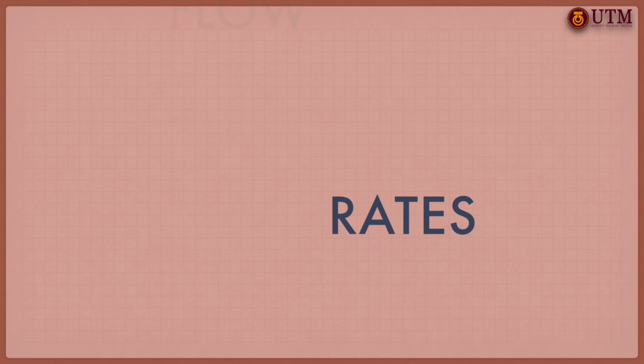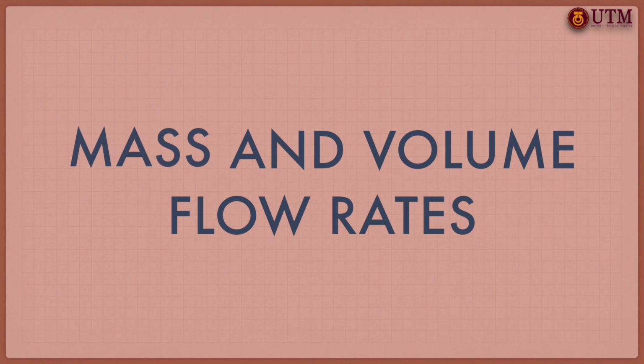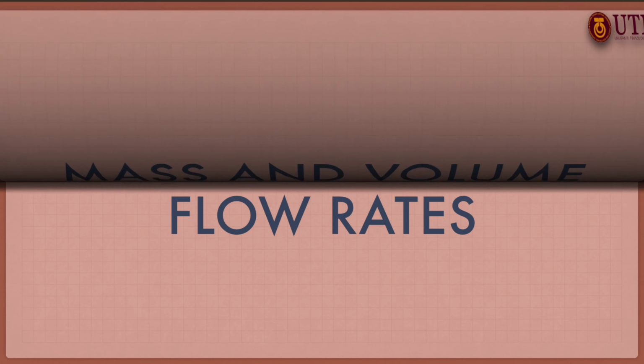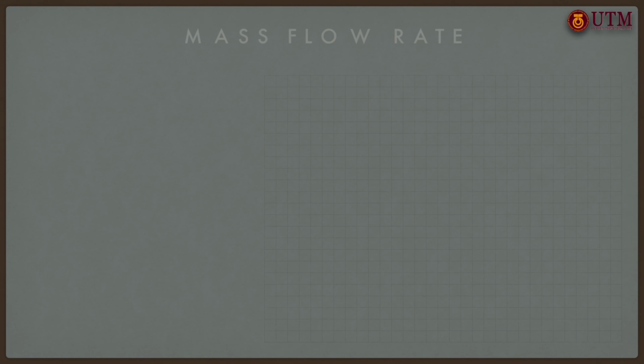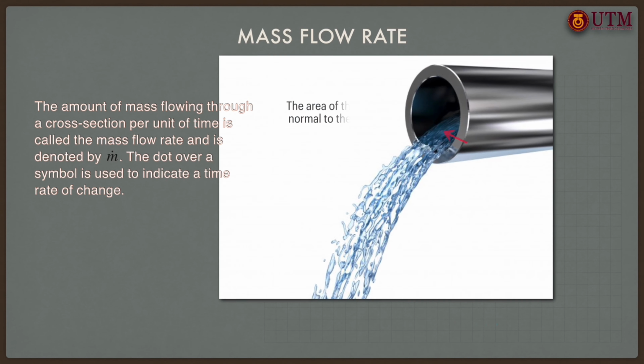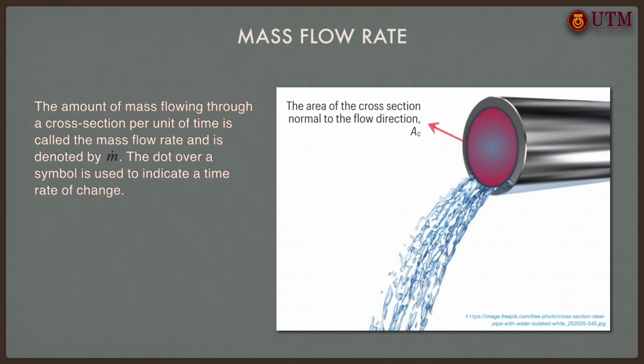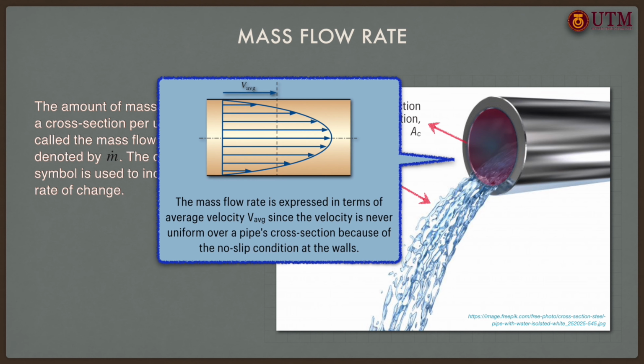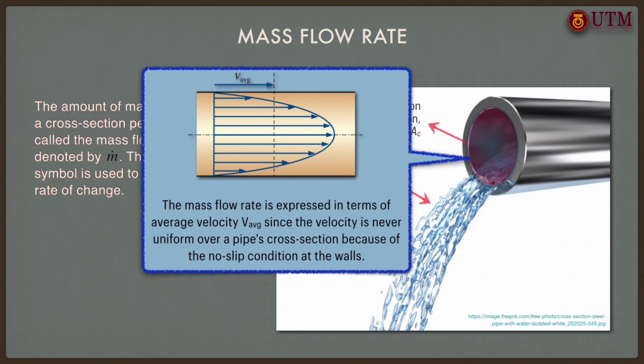Now, let us discover what mass and volume flow rates are. The mass flow rate is defined as the amount of mass flowing through a cross-section per unit of time and is denoted by m dot. The dot over a symbol is used to indicate a time rate of change. Rho is the bulk average density over the cross-section. The mass flow rate is expressed in terms of average velocity since the velocity is never uniform.